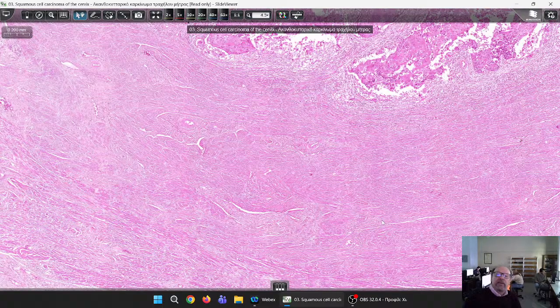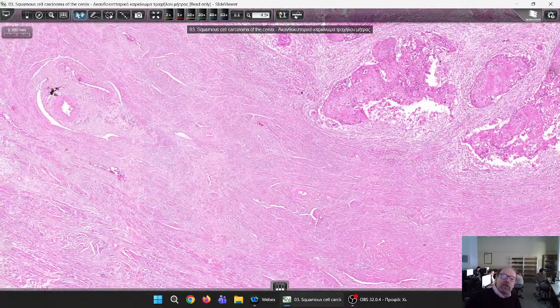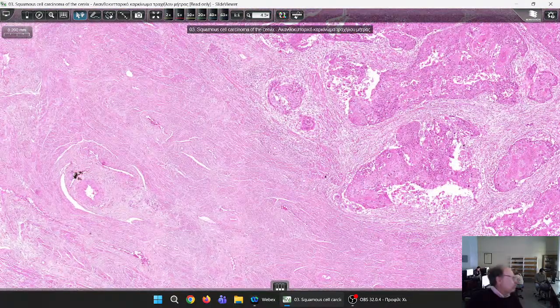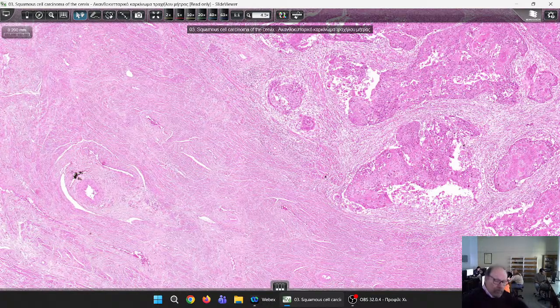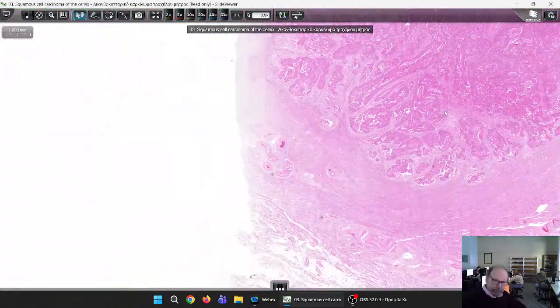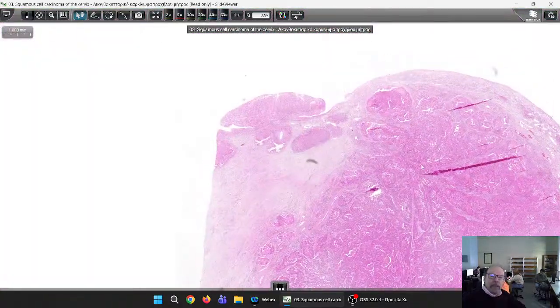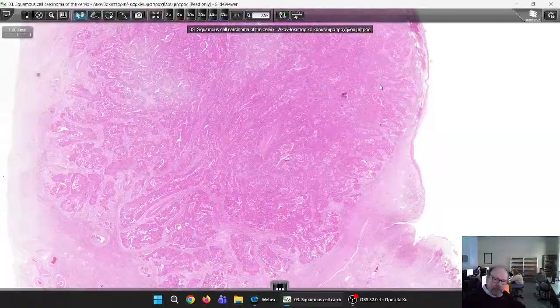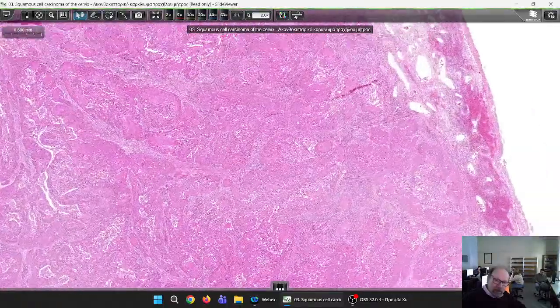So which layer is this pink layer forming bundles of pink cells, which is invaded by the squamous cell carcinoma? The muscular layer. So it is quite deep. Invasion has been quite deep in this carcinoma.